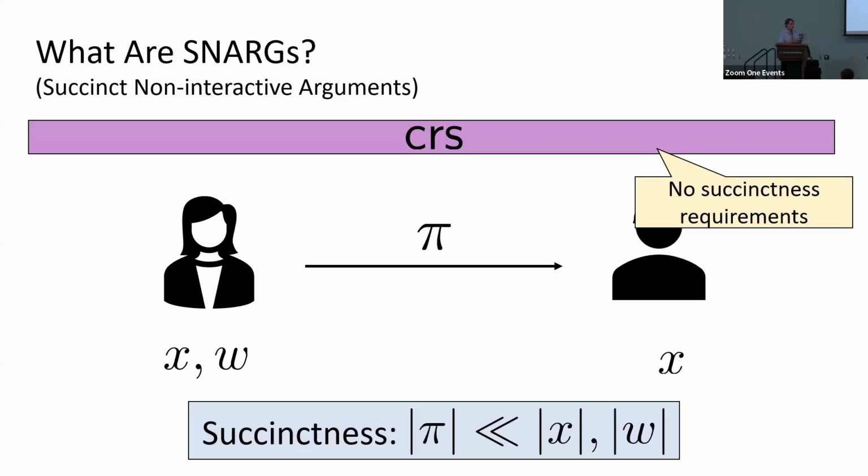And the model we're going to work in, again, is we're going to have a CRS, and we're not going to place any succinctness requirements on the CRS. So we only care about the size of the proof. The CRS can be as large as we want, as long as it's polynomial sized.